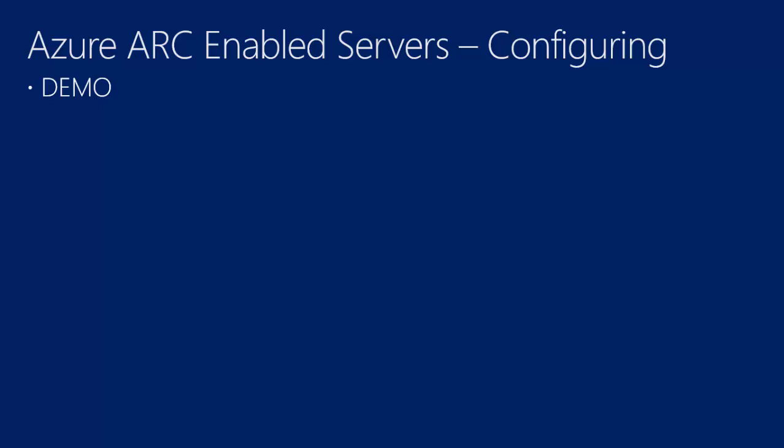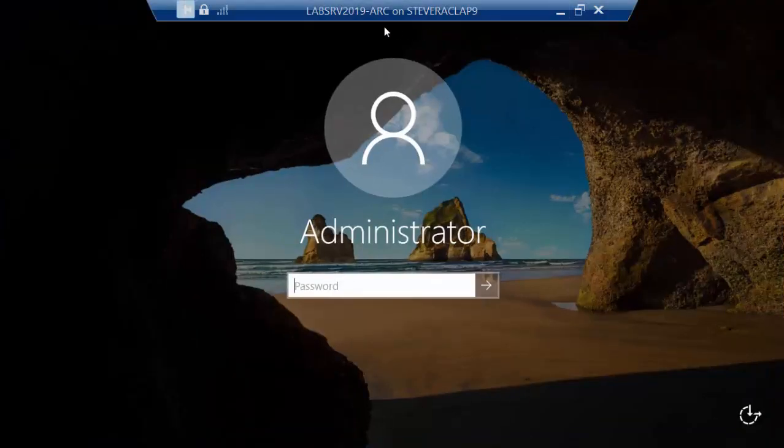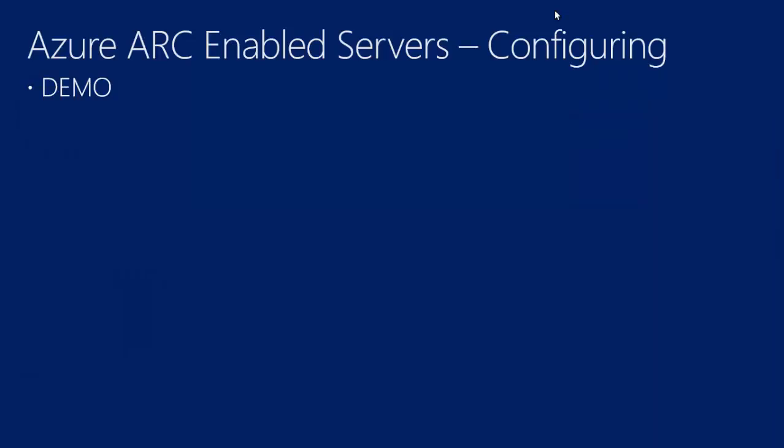I've got my one server connected. So here is my one server, right? This one is my Azure Arc enabled server. We're good there. But let me show you how you can do it. So I'll pull Azure back into the screen.